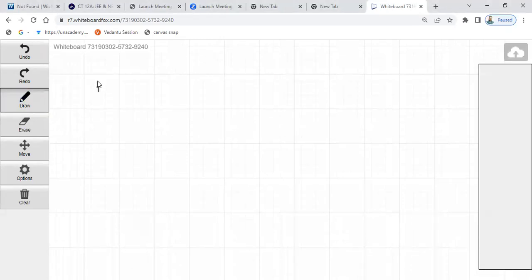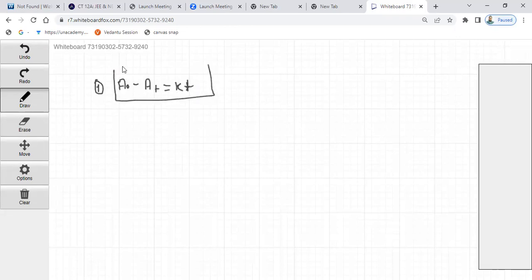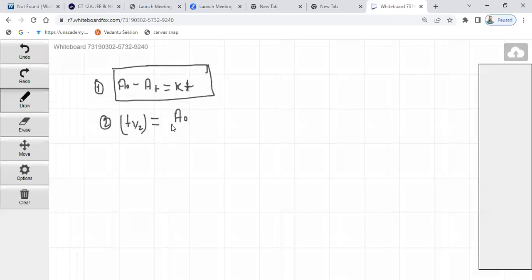We have studied three formulas. First formula is that A naught minus A t is equal to K into t. This is the first formula for the zero order chemical reaction. After that, the second formula is the calculation of t half, the half life, which means half of the reactant will be converted into the product. This value will be equal to A naught divided by 2K.